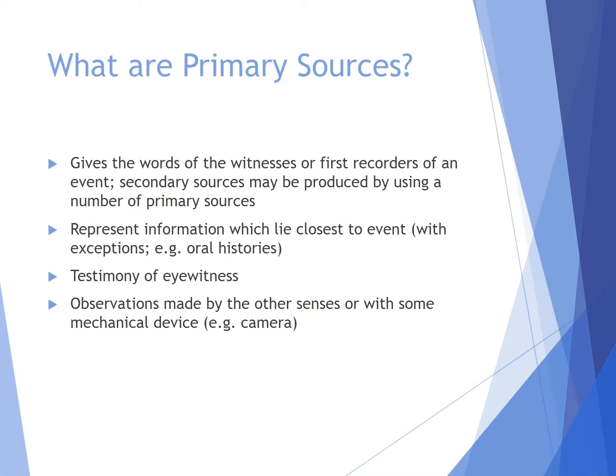Now that we know what secondary sources are, let's look at primary sources. Primary sources hold the words of the witnesses or first recorders of an event. Secondary sources may be produced by using a number of primary sources. They represent information that lies closest to an event, with some exceptions, such as oral histories. They include testimony of an eyewitness and observations made by other senses or with some mechanical device, such as a camera.